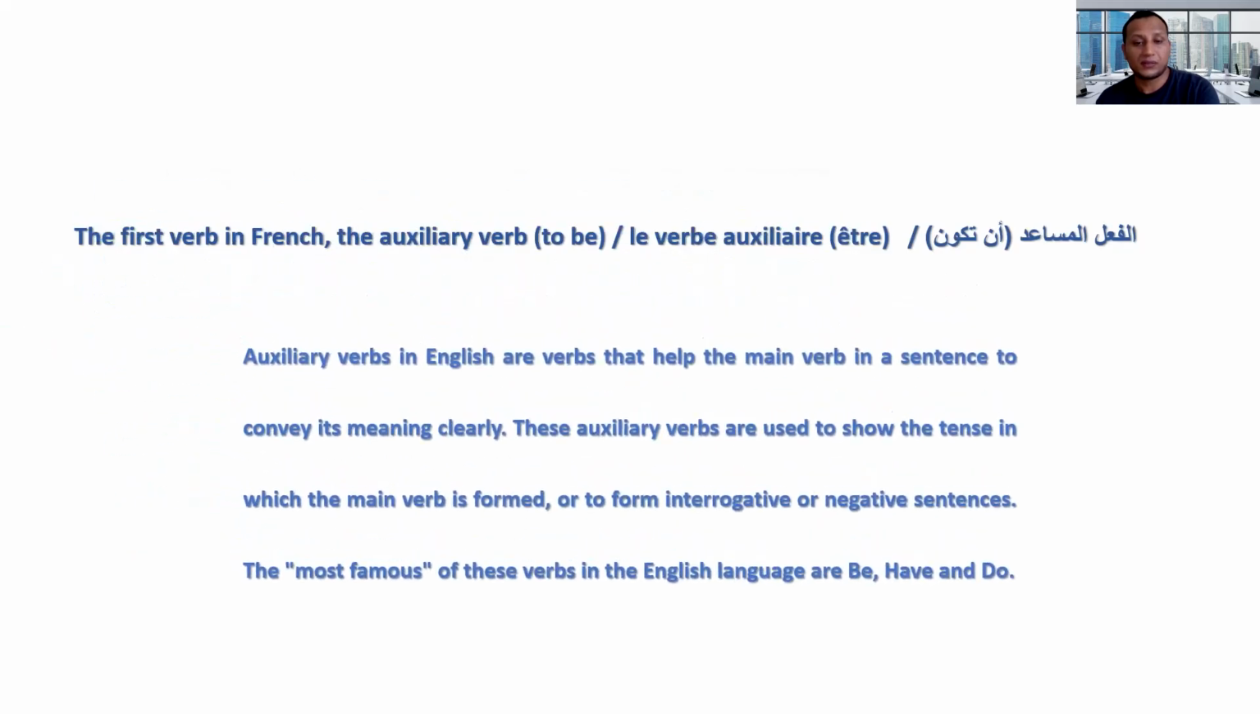And these auxiliary verbs are used to show the tense in which the main verb is formed or to form interrogative or negative sentences. The most famous of these verbs in the English language are to be, have, and do. Le verbe être, le verbe avoir, and the verb faire.